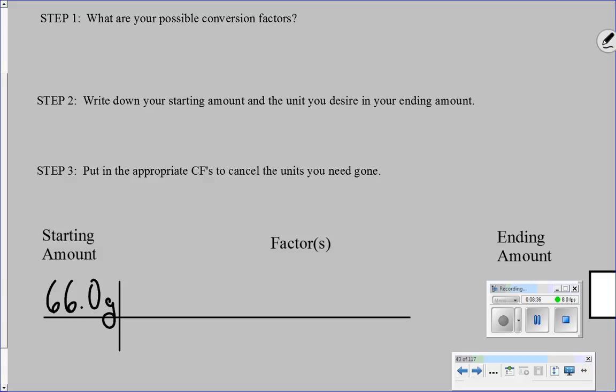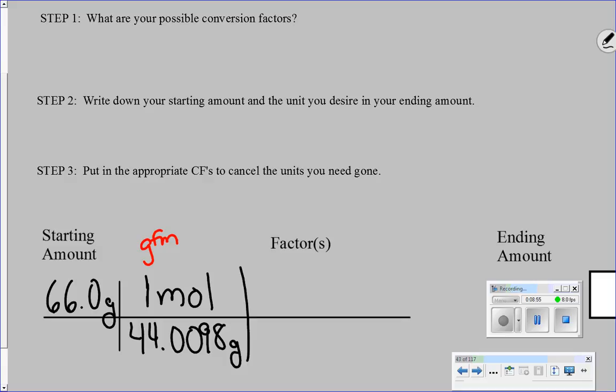So you're going to look up CO2, add your masses, get your GFM. So the first conversion factor I'm using right here is actually my GFM conversion factor. And I do need grams on the bottom. So I'm going to put my 44.0098 for my GFM calculation, grams on the bottom, and my 1 mole on top. That will allow me to cancel out my grams.